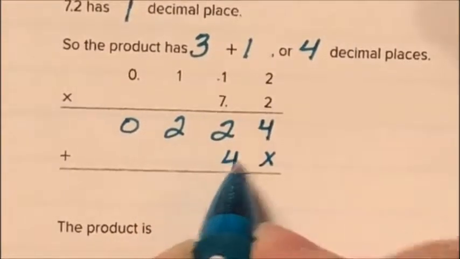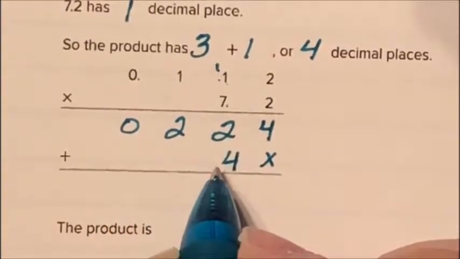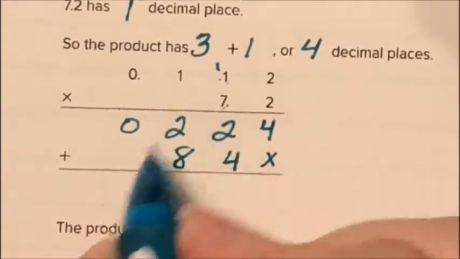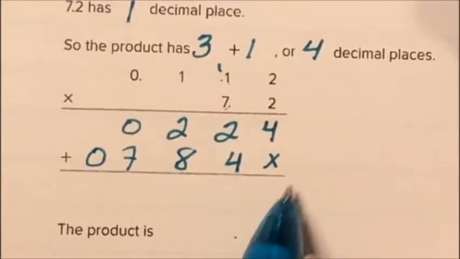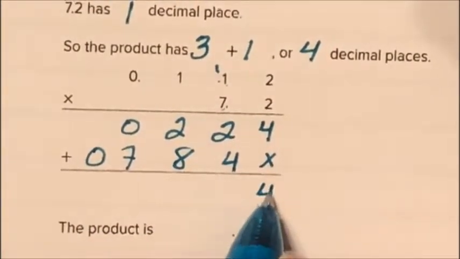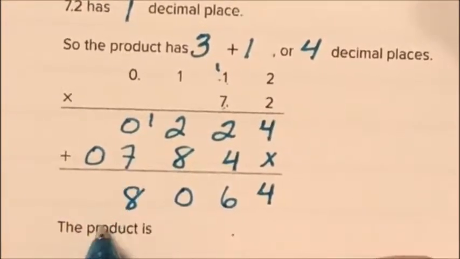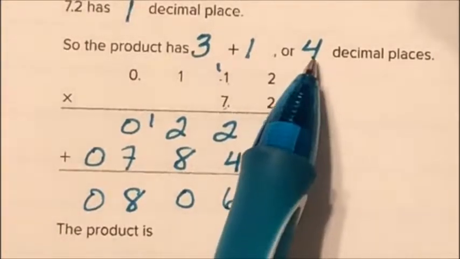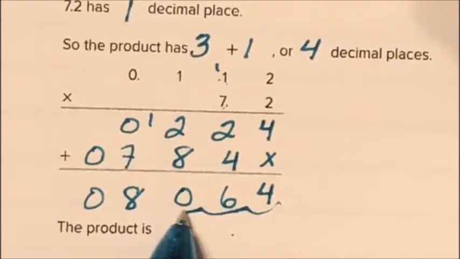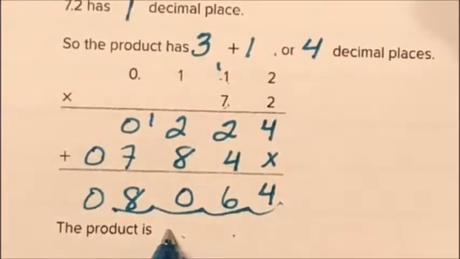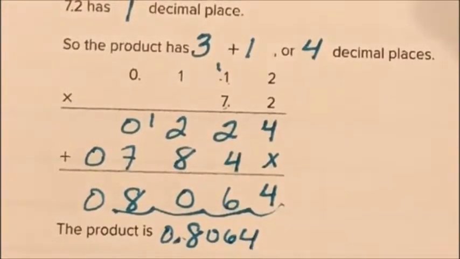7 times 2 is 14. I carry the 1. 7 times 1 is 7, plus 1 is 8. 7 times 1 is 7. And 7 times 0 is 0. Now I add them together. I get 4, 6, 10, carry the 1, 8, 0. And I'm going to move 4 decimal places: 1, 2, 3, 4. So I get 0.8064.